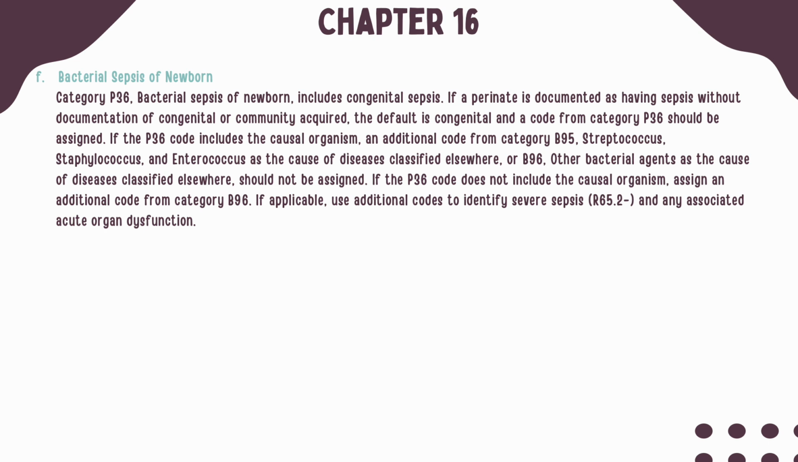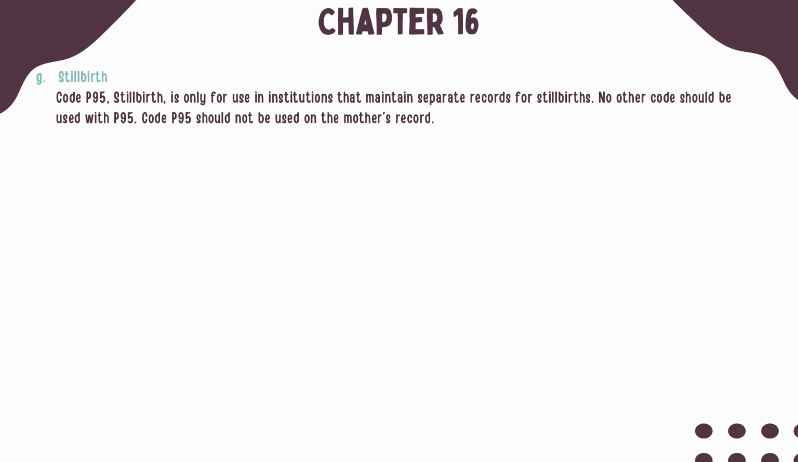If severe sepsis is present, a code from subcategory R65.2 should be coded, as well as any codes for associated acute organ dysfunction. Code P95 should only be assigned for institutions that maintain separate records for stillbirths. When P95 is recorded, no other code should be used in conjunction. And as a reminder, code P95 should never be used on the maternal record.